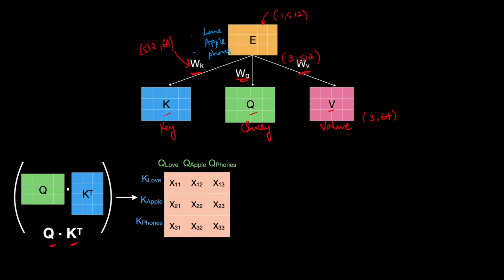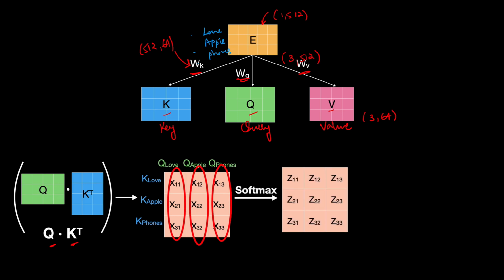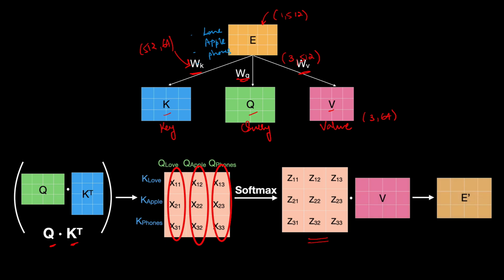And once we have these dependencies generated, we will perform the softmax function on the vertical axis. And the softmax will convert these values into probability. So if we look at this vector, then the summation of Z11, Z21 and Z31 is going to be 1. And once we have passed this QK transpose into softmax, we will multiply the result with the value matrix. And this will give us our new word representation for all the words in our sentence.